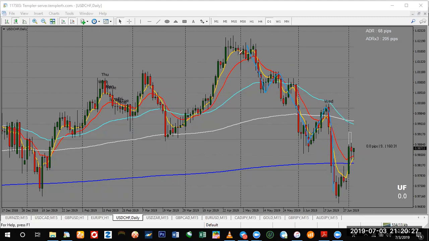So the first level here will complete the first cycle on the hour 1 time frame. This one will be the second cycle on the hour 1 time frame, and this one will be the third cycle on the hour 1 time frame.